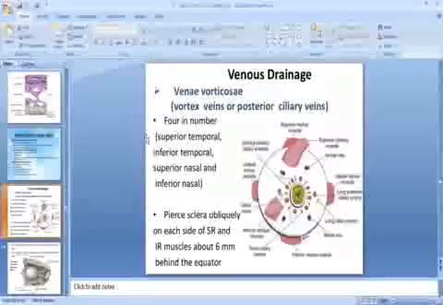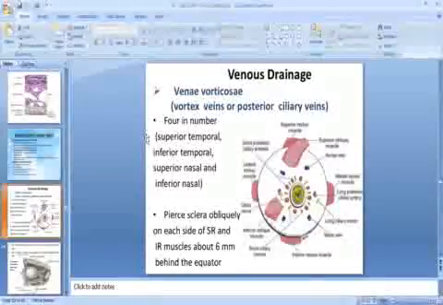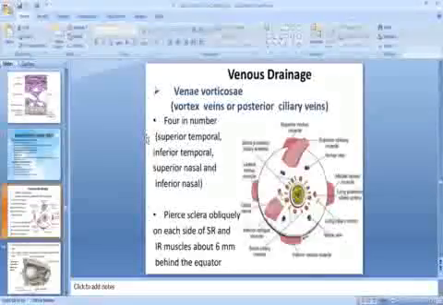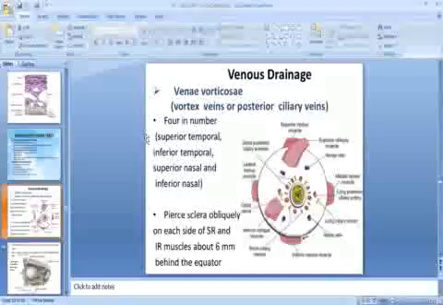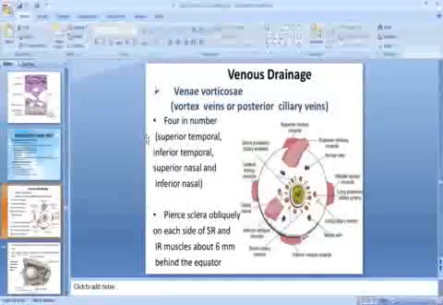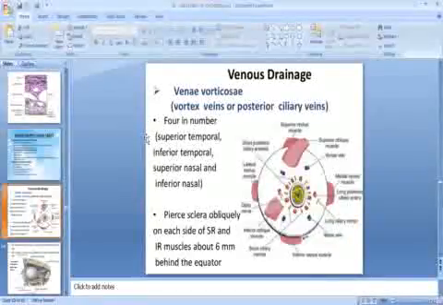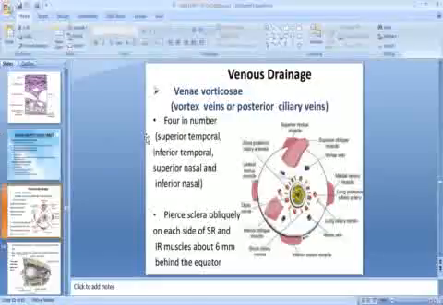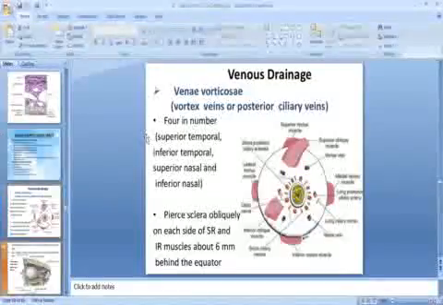Then the venous drainage of the uveal tissue is through the vena vorticosae, the vortex veins or the posterior ciliary veins. They are four in number: superior temporal, inferior temporal, superior nasal, and inferior nasal. They pierce the sclera obliquely on each side of the superior rectus and inferior rectus muscles about 6 mm behind the equator. As you can see in the image, the blue veins are the vortex veins. These are the venous drainage of the uvea.